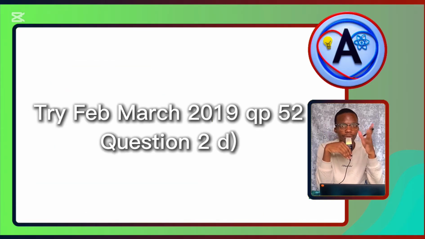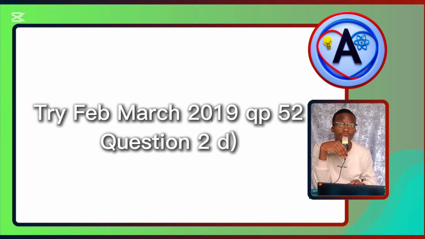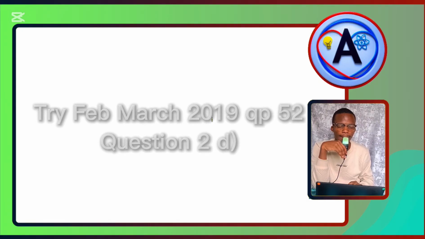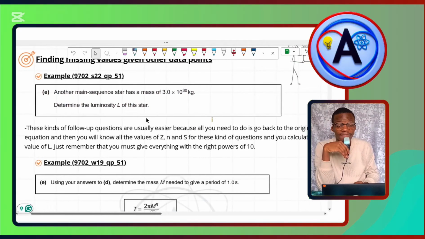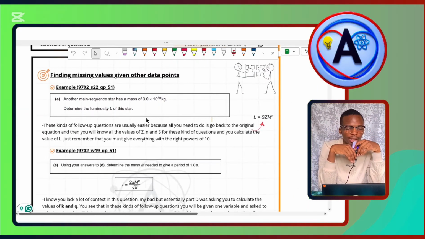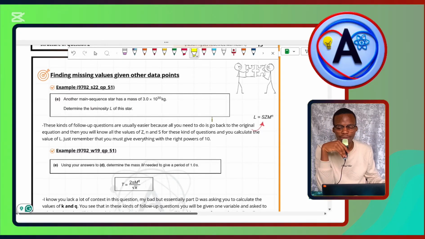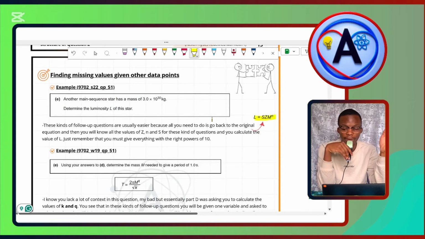I'm going to give you an example on the screen for you to try to make sure that you've actually understood this concept, right? Okay. The other one could just be, for example, just finding missing values, right? So another main sequence star has a mass of 3.0. Determine the luminosity. You already know that L is equal to SZ times M to the power of n, right?